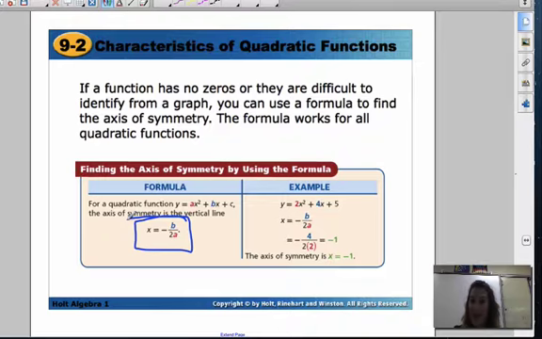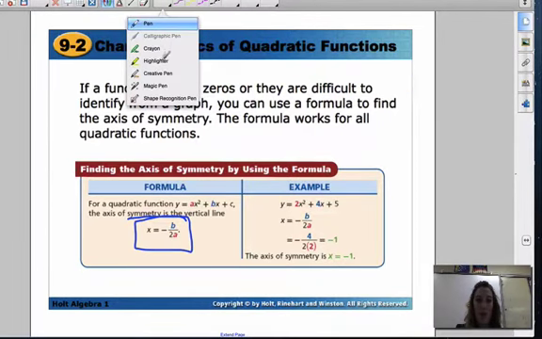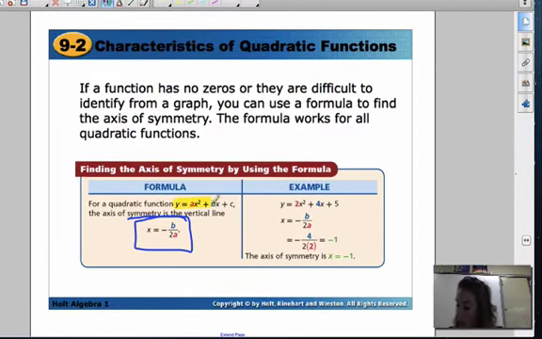Now, where they get this a, b from: our quadratic equation in standard form is y equals ax squared plus bx plus c. So a is the number in front of the x squared, b is the coefficient in front of x. And we are not going to be using the c value right now, but we will in the future.